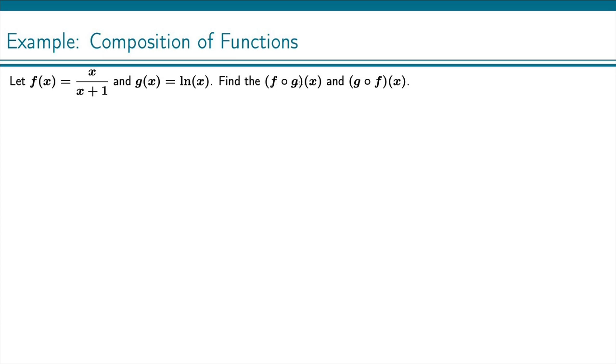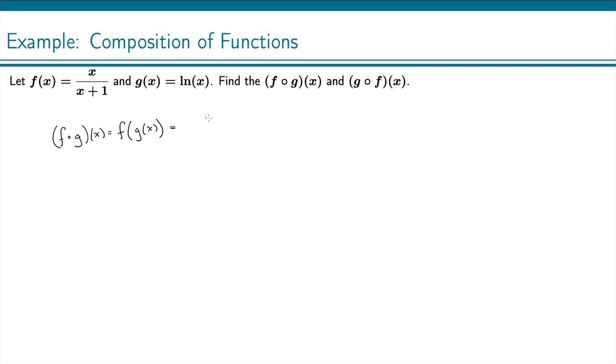So let's start with our f composed with g. What this means is f of g of x. That means we're going to take g of x and plug it into the f. I'm going to go ahead and do that symbolically first. So f of g of x, I'm going to take f, which is x over x plus 1, and I'm going to plug g of x into it.